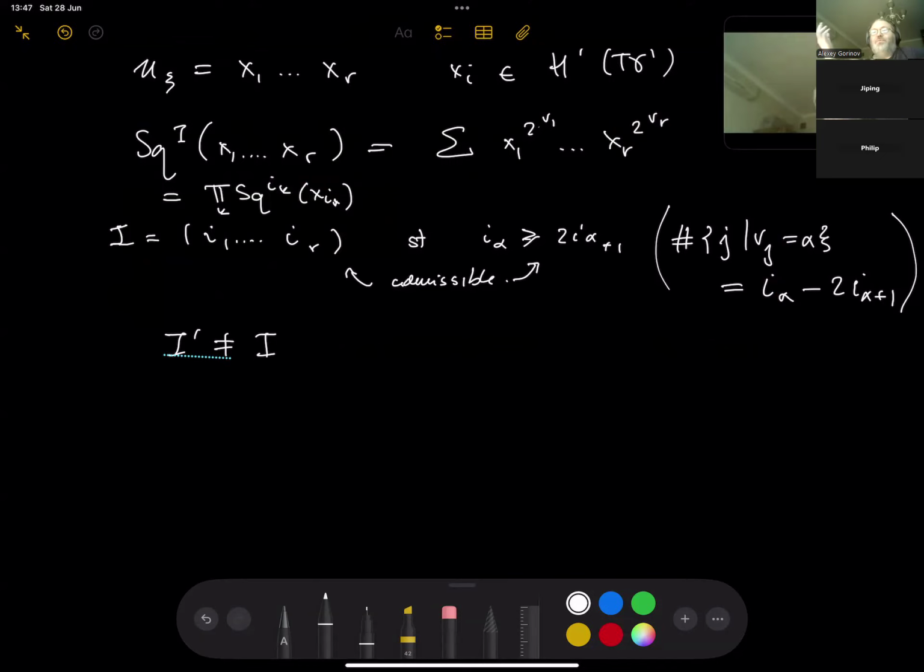Then what are v_i? So actually, I did not understand this fully myself, to be honest. The definition that Weston gives is just this. v_i somehow counts the number of times that we have I alpha minus 2 I alpha plus 1. The v_i is a map from where to where?